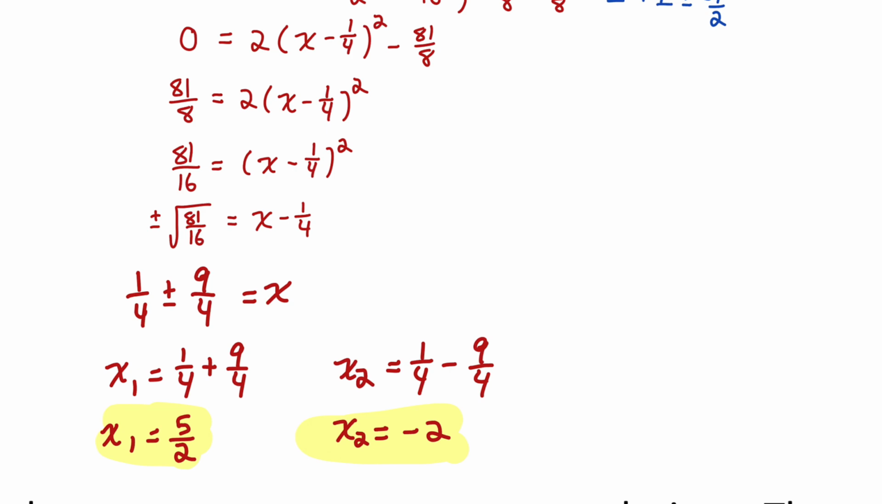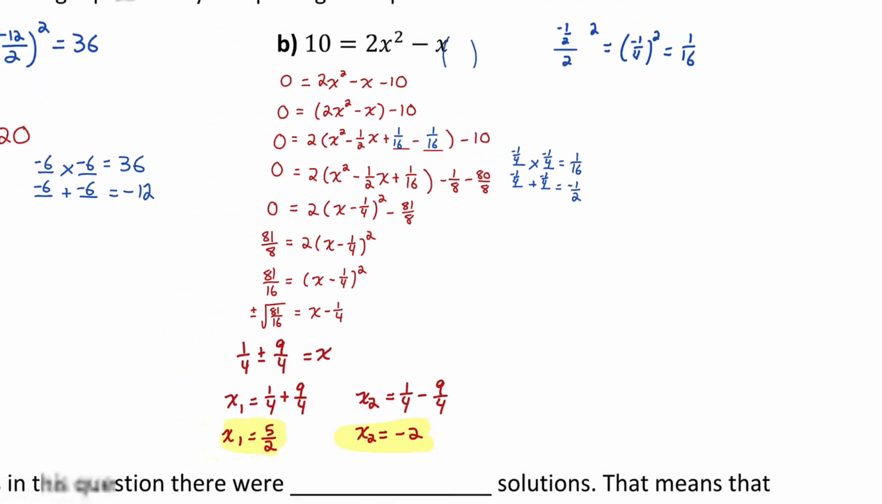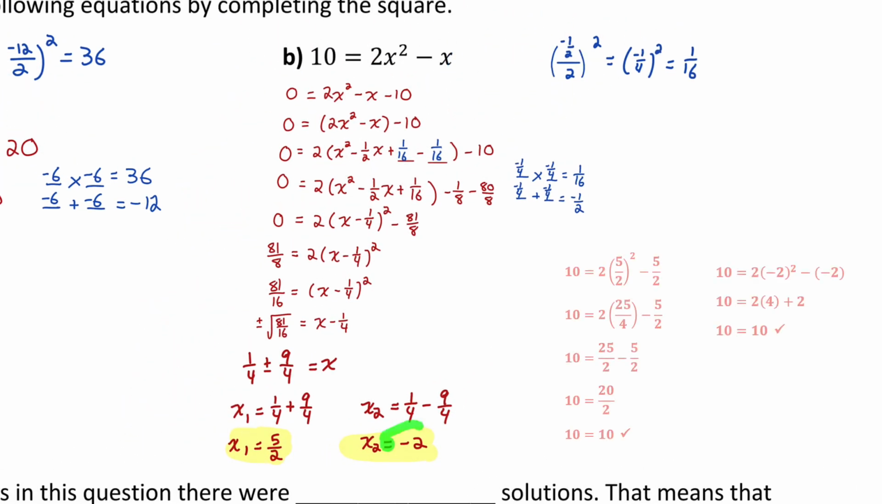And both of those answers for x are the solutions to the original equation, and you could check them. If I subbed either of them in for the x's in the original equation, it should make the left side of the equation equal to the right side of the equation.